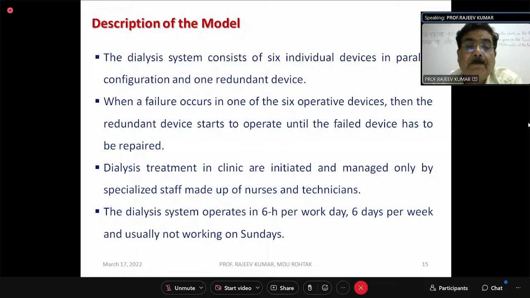You know, in a dialysis system, anybody cannot do the dialysis process or maintain the system. There is a specific staff in a hospital. So we assume, we always have the information that in any clinic, specialized staff is there, nurses or technicians, who can handle the dialysis machine. The observation that we have for a dialysis machine was that it is working 6 hours a day or 6 days in a week, and in that hospital Sunday was off.